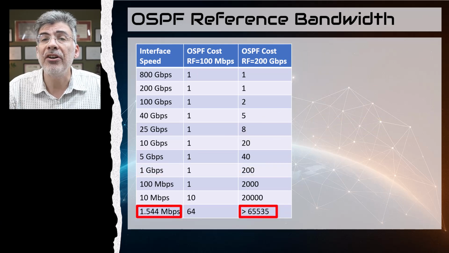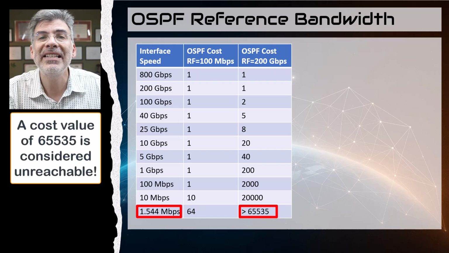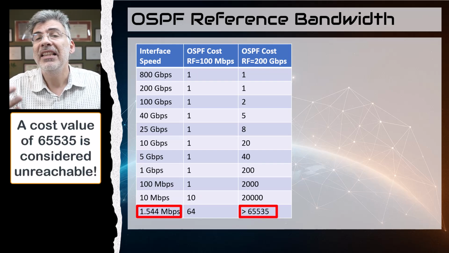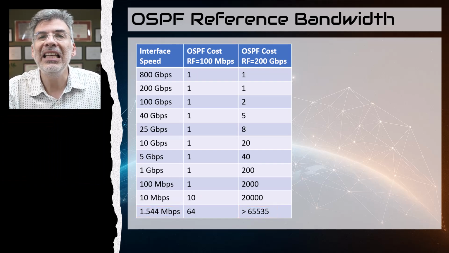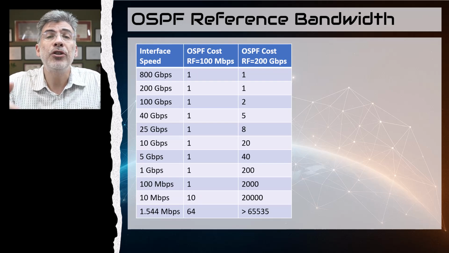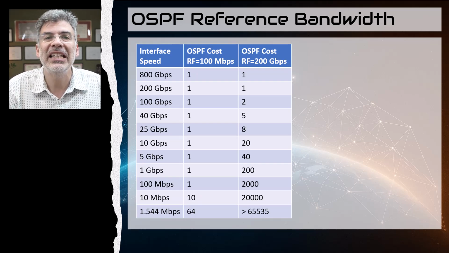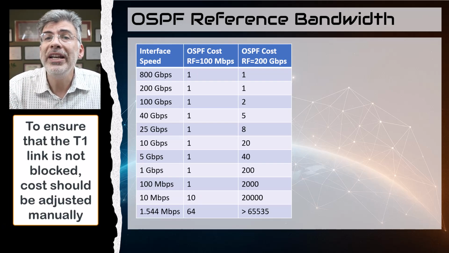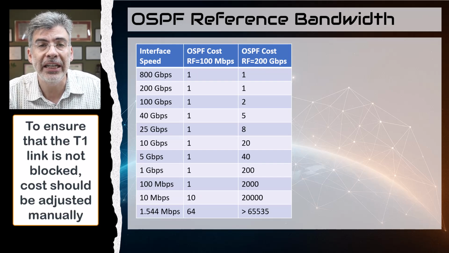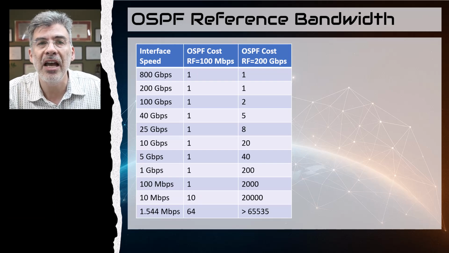It's interesting to see that a link speed of 1.544 megabits per second would be considered unreachable. Any value higher than the maximum would be assigned the 65,535 value, which simply says this is unreachable. Now, it's unlikely that you would have such a diverse set of link speeds where you'd have 200 gigabits per second as well as a 1.5 megabit per second link. But if you do, you would have to make sure that you manually change the cost of that particular link in order to make sure that it will still be used. And we'll see shortly how that's done.